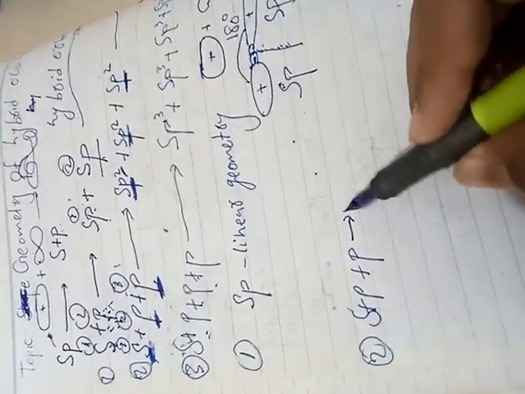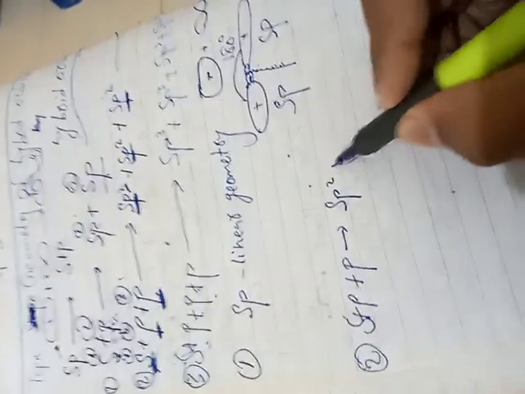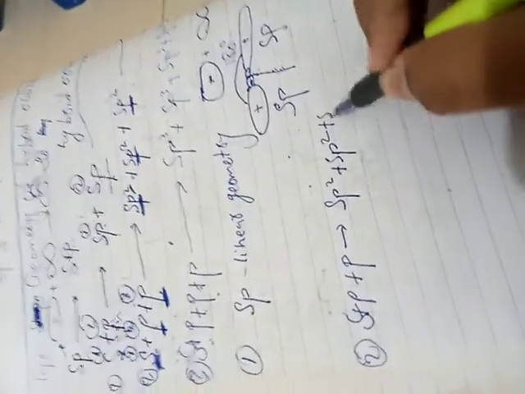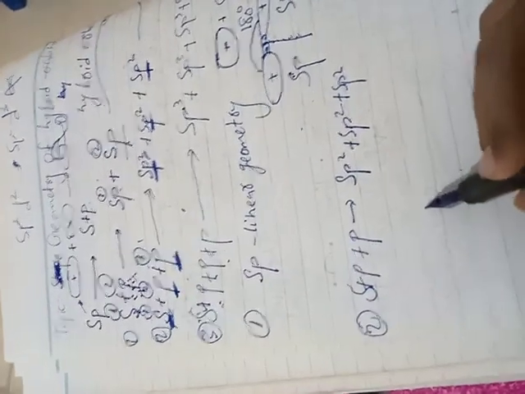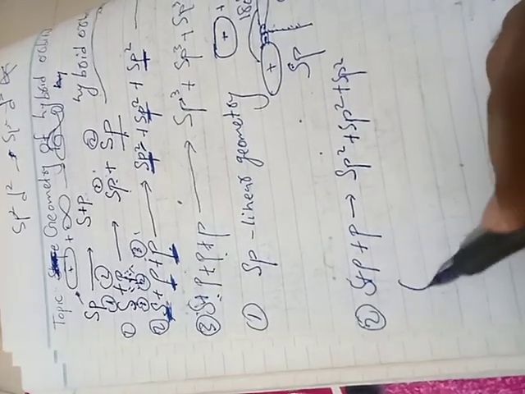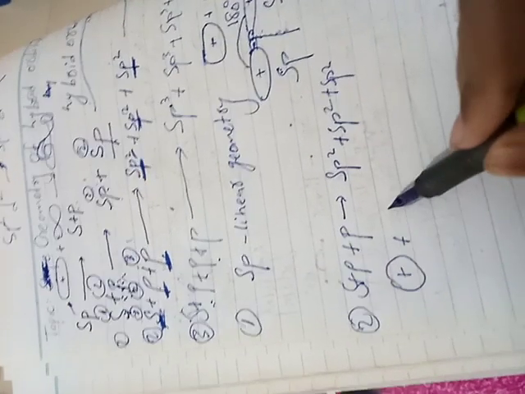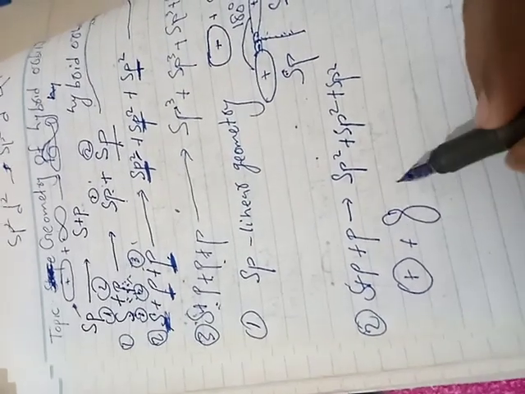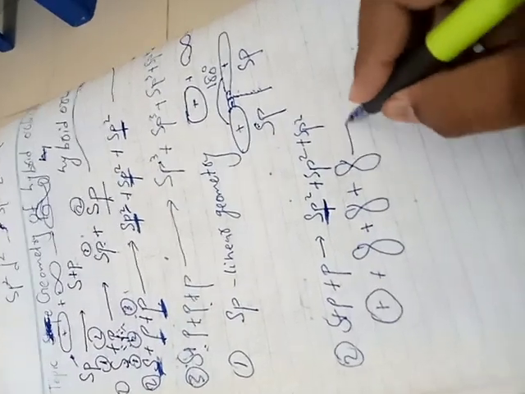Okay, so now when s plus p plus p will react, they will form sp² plus sp² plus sp², which means 3. Okay, so now I'm going to draw it. For example, the round shape will react with this one, plus this. I'm drawing only this one, plus this one. So how will they form? They will form like this.